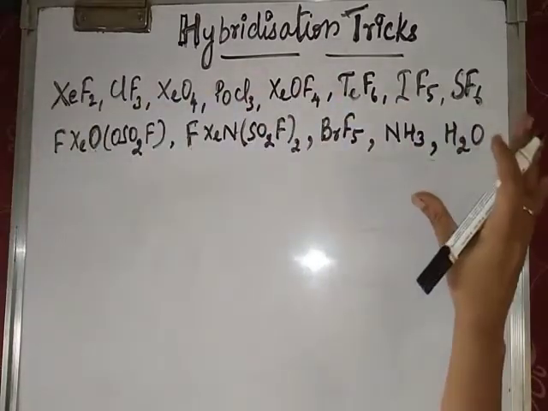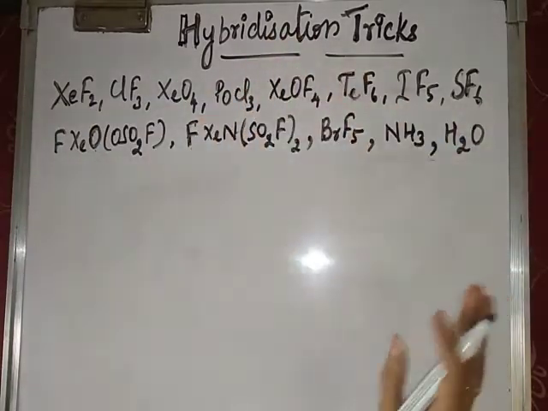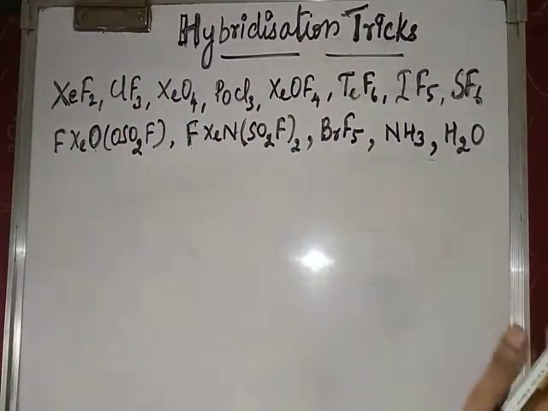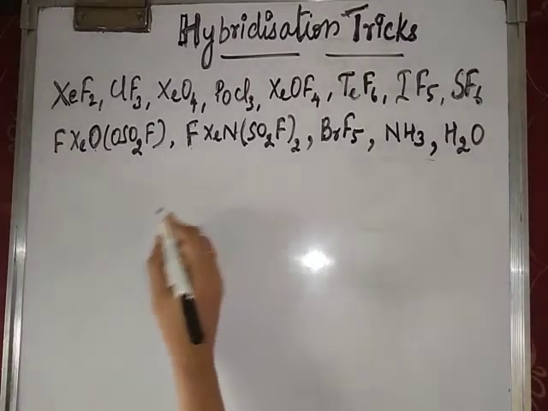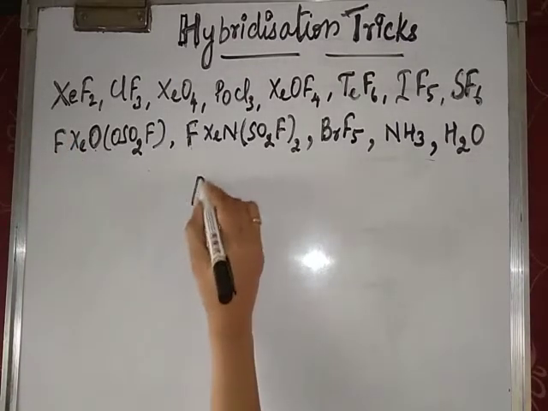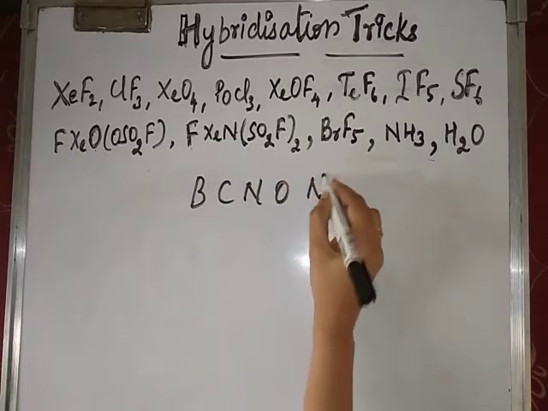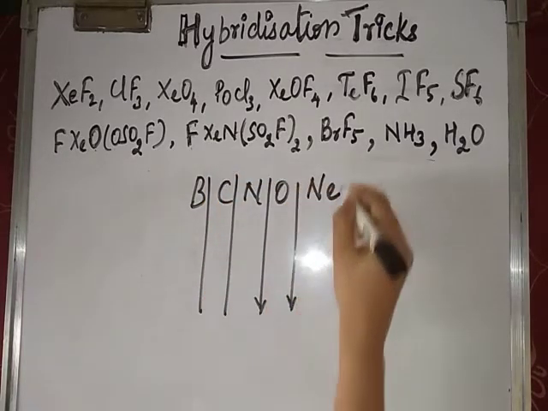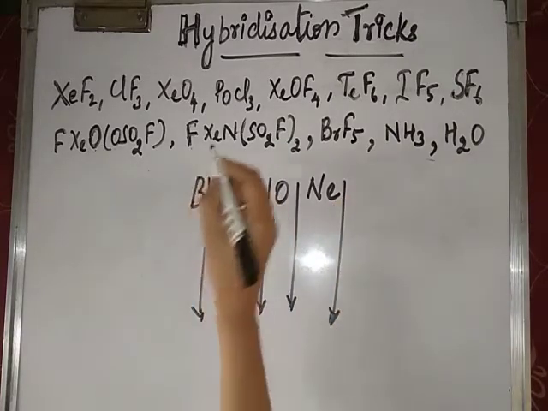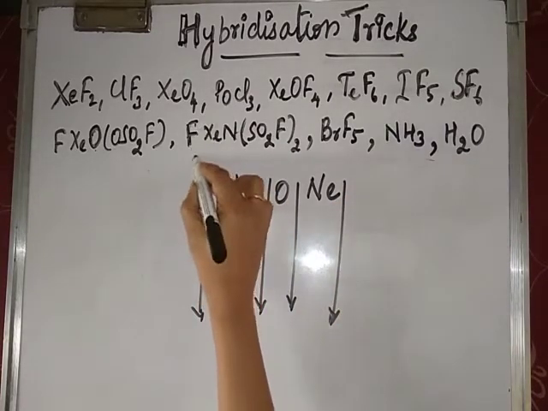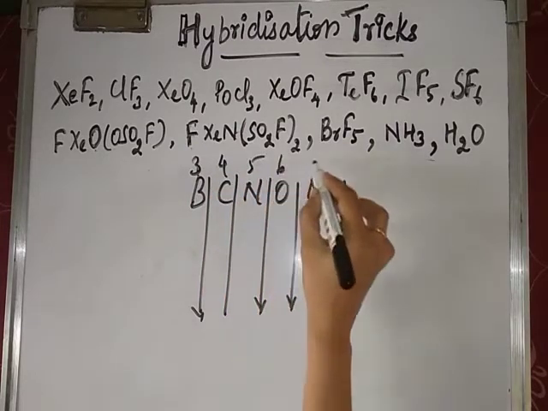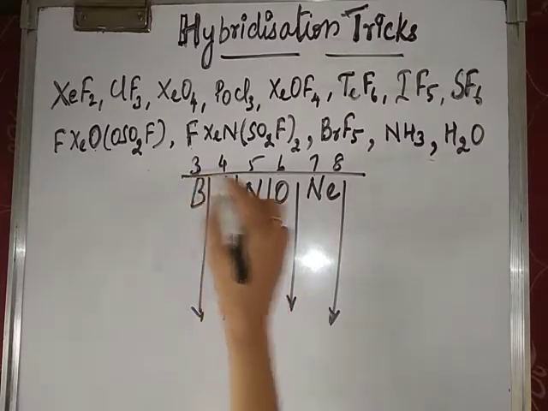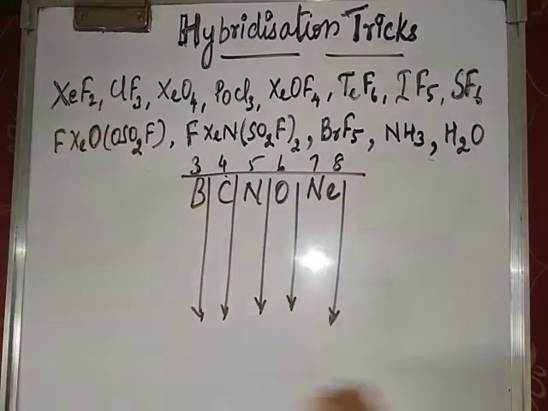After this section, you will be very well versed in hybridization. I can assure you that you will be able to do it for all the elements and all the compounds very easily in 2 minutes. Xenon, boron, carbon, nitrogen, oxygen and neon. You should learn this order. What are all the elements under this category? You should know the valence electrons for these: 3, 4, 5, 6, 7, 8. If you learn this, you can easily calculate the lone pairs of electrons.